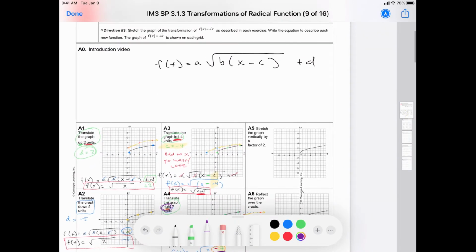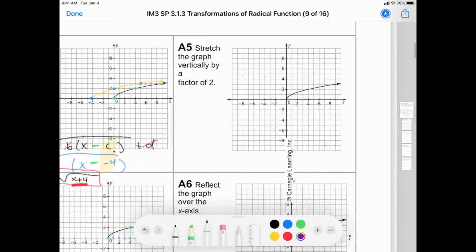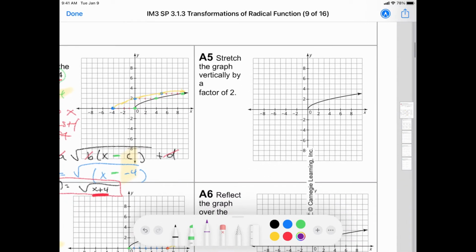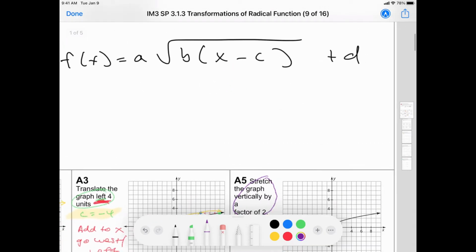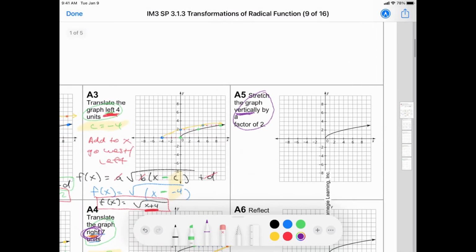Let's go ahead and sketch the graph and also write the equation, okay? I have, it says vertical stretch by a factor of 2, and you're going to have to think about which letter is that, a, b, c, or d. Well, the vertical is going to be referred to the letter a. So my a is equal to 2.